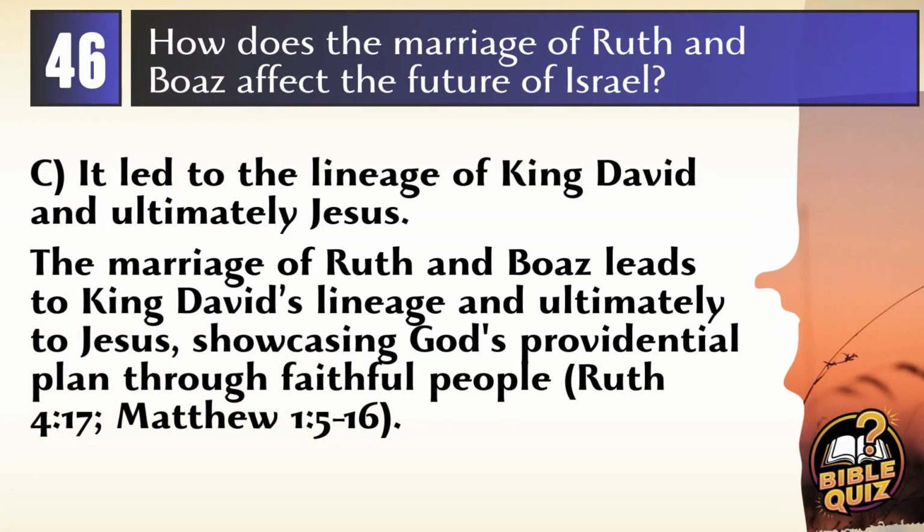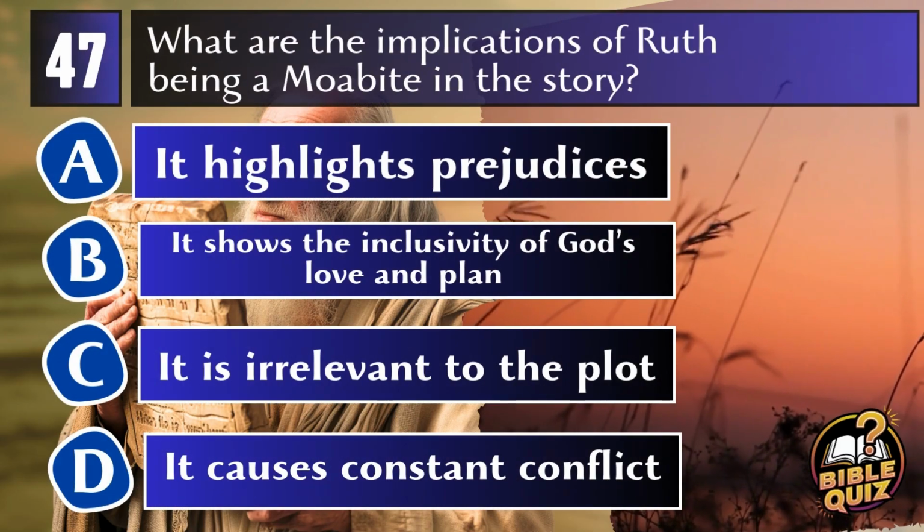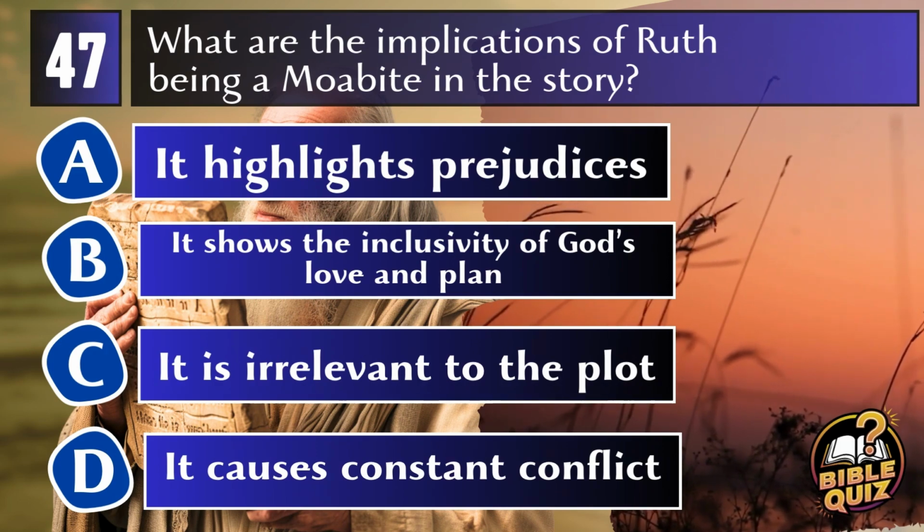Answer: C. It led to the lineage of King David and ultimately Jesus. The marriage of Ruth and Boaz directly impacts the future of Israel as it continues the lineage that leads to King David and ultimately to Jesus, highlighting the providential unfolding of God's plan through faithful individuals. Ruth 4:17, Matthew 1:5-16. Question 47. What are the implications of Ruth being a Moabite in the story?